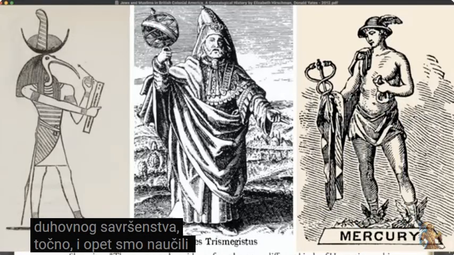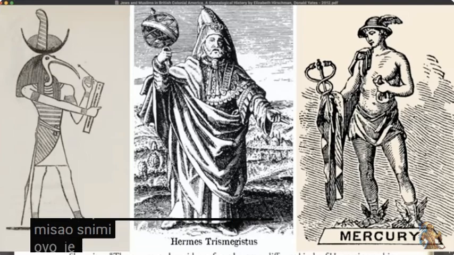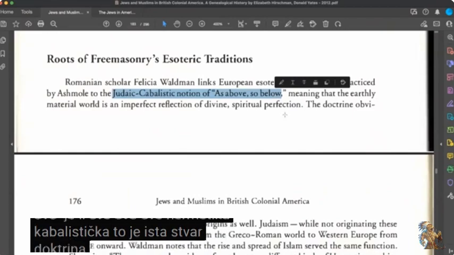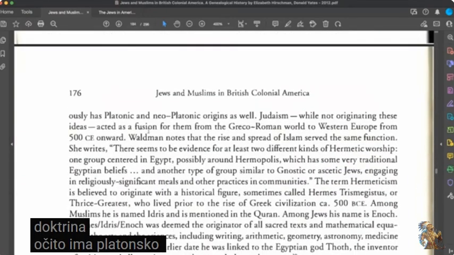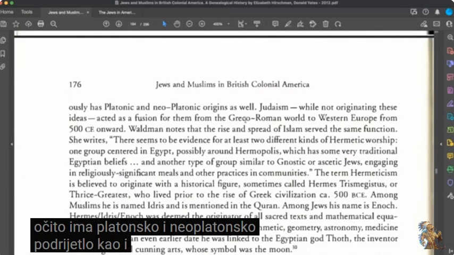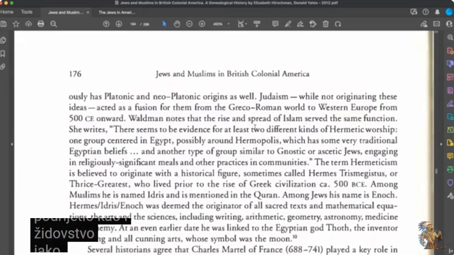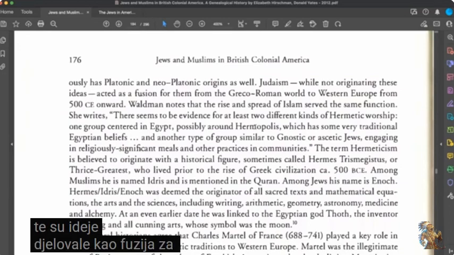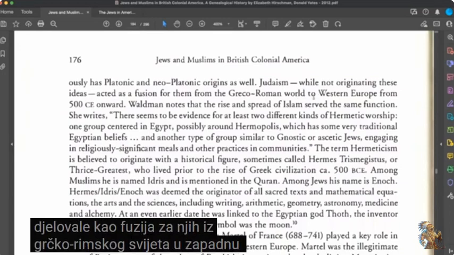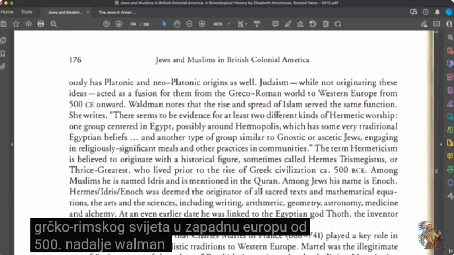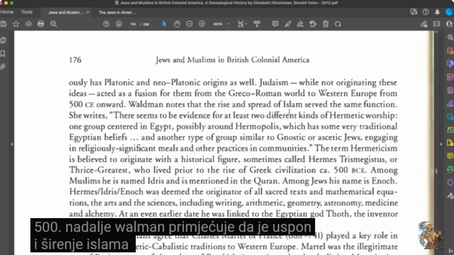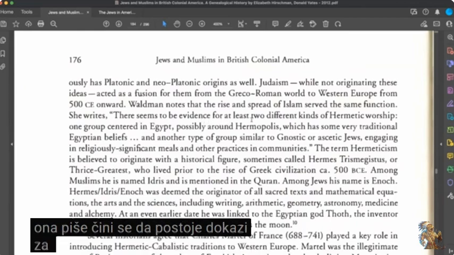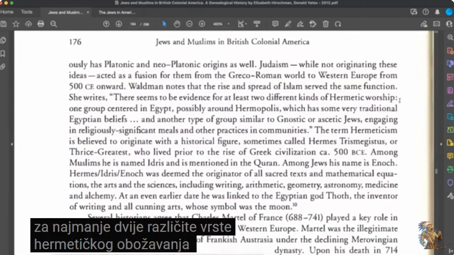All right, and again, we learned that in my thought videos, this is all Hermetics. Kabbalistic, it's the same thing. The doctrine obviously has Platonic and Neoplatonic origins as well. Judaism, while not originating these ideas, acted as a fusion for them from the Greco-Roman world to Western Europe from 500 onward. Wallman notes that the rise and spread of Islam served the same function. She writes, there seems to be evidence for at least two different kinds of Hermetic worship.